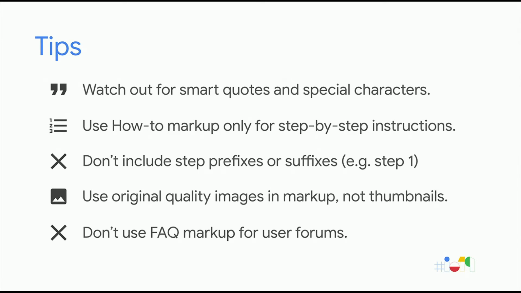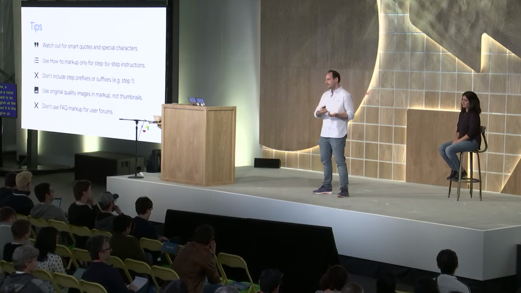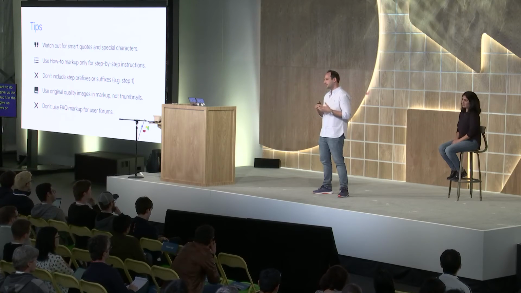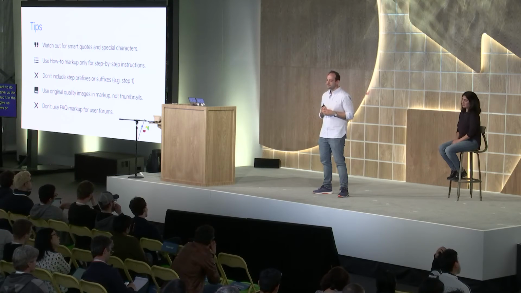And finally, when you're marking up your images, please just mark up the original images that you're using on your site. Don't give us thumbnails. Don't give us previews or anything like that. And again, the reason for that is Google will create the right size thumbnails in the right aspect ratio for the surface that the user is on.